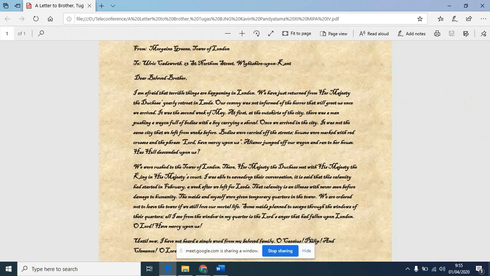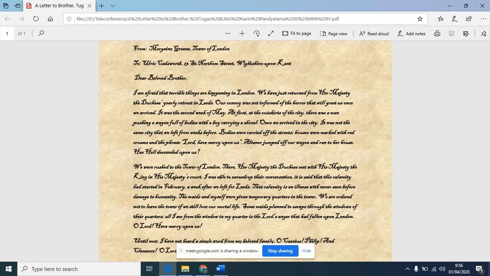It is said that this calamity had started in February, a week after we left for Leeds. That calamity is an illness with never-before-seen damage to humanity. The maids and myself were given temporary quarters in the tower. We are ordered not to leave the tower if we still love our mortal life. Some maids plan to escape through the windows of their quarters.